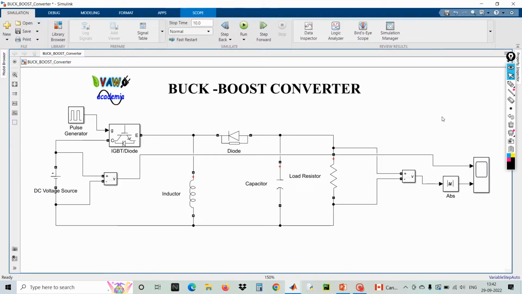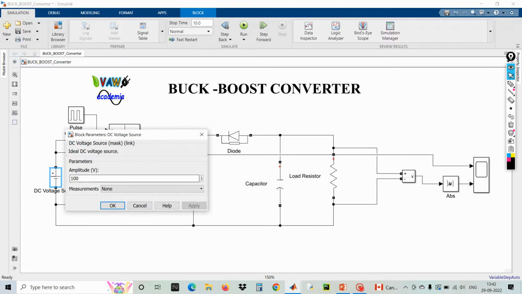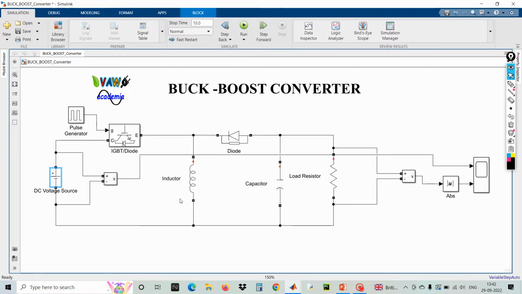Now, as of now, first I will fix the values. Input voltage, I'm going to use 20. If it is a boost converter, definitely the output voltage is higher than this 20. If it is a buck converter, definitely the output voltage is lower than this 20 volts. Let us see. Click OK.